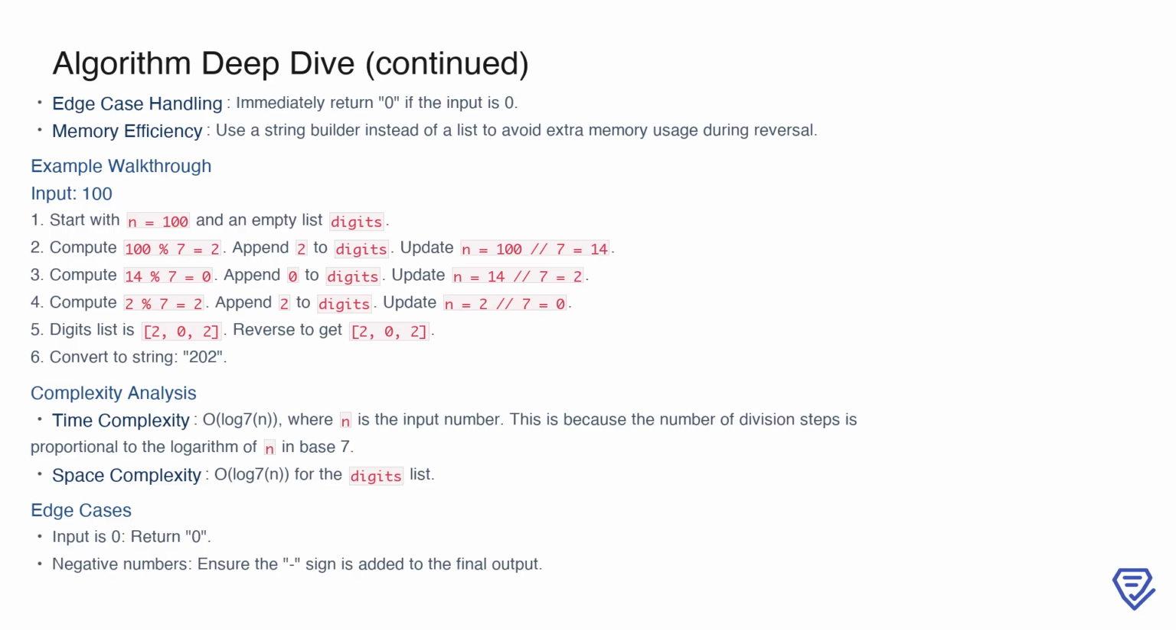To optimize the algorithm, we handle specific considerations for edge cases and memory usage. For example, if the input is 0, we immediately return 0 without further computation. In terms of memory efficiency, instead of using a list and reversing it, we could use a string builder to construct the result directly, avoiding the need for an intermediate reversal.